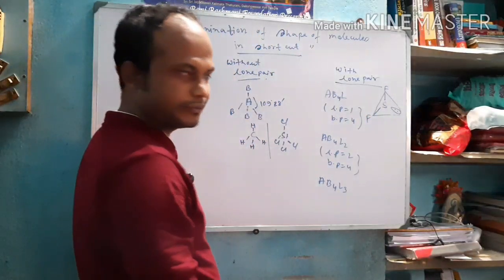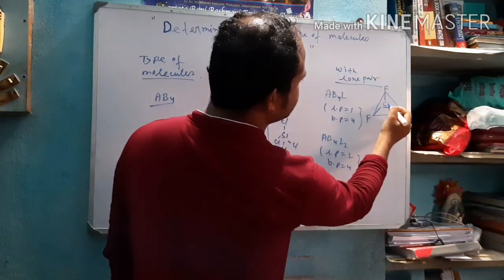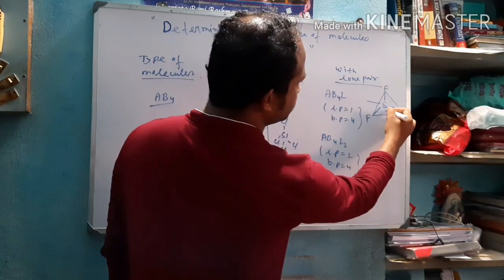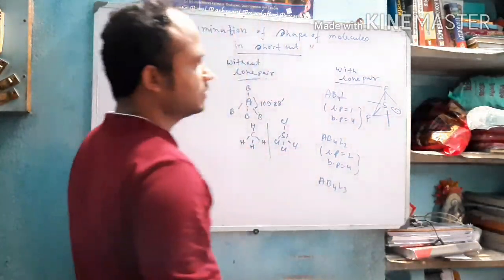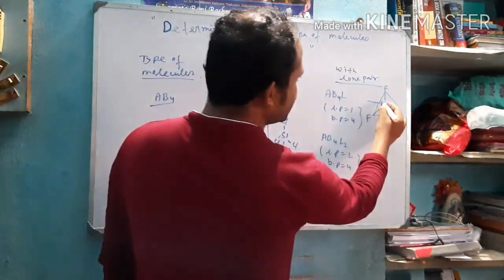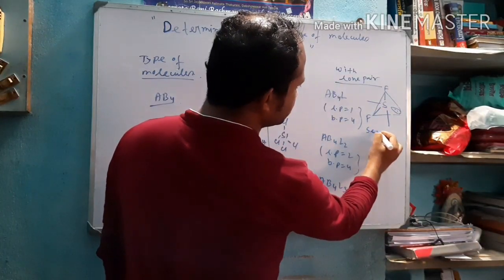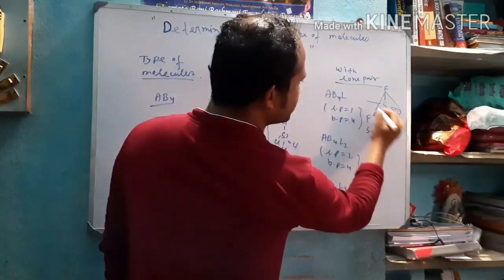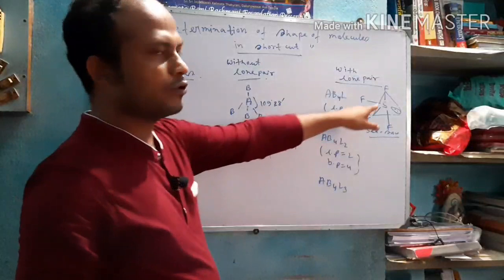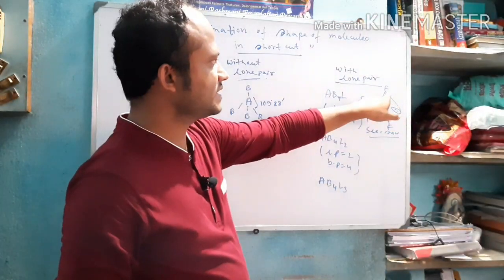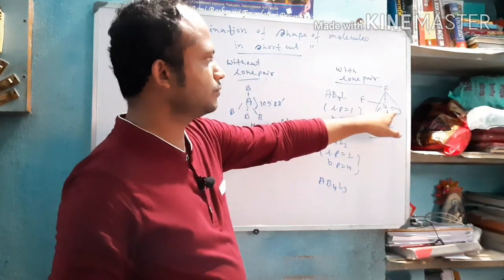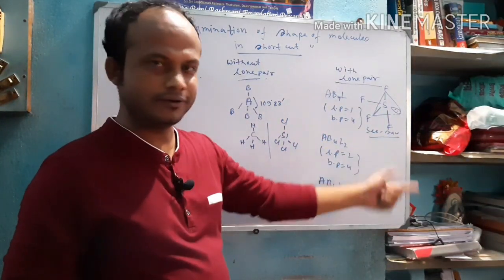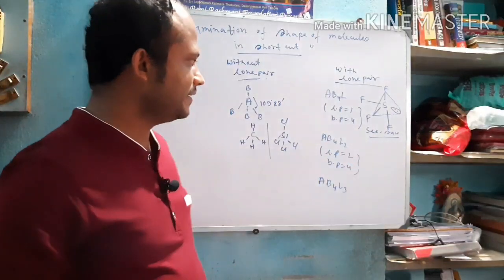These 3 sides belong to the plane, and these are in another plane. This type of structure is seesaw. SF4, 1 S atom and 4 fluorine atoms with 1 lone pair, that is AB4 type. AB4L, that is AB4 with 1 lone pair. AB4 with 2 lone pairs.